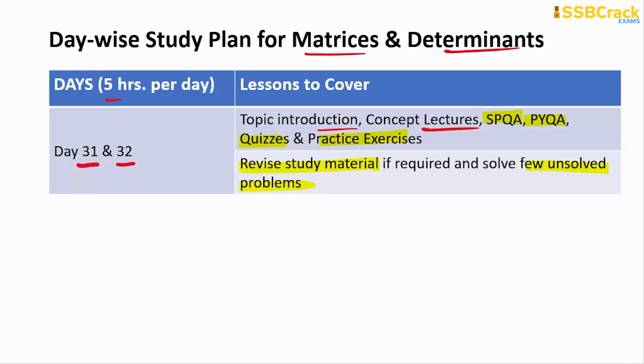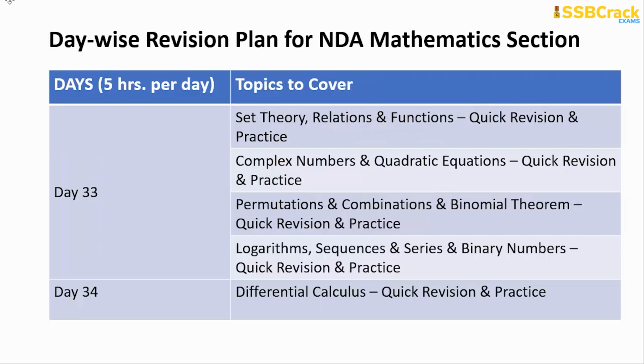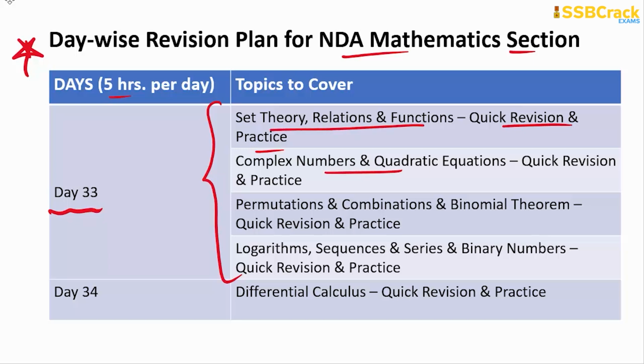Alright, so till day 32, you are done with the preparation of all the topics in the NDA mathematics syllabus. So now comes the time for you to do the quick revision. Here is the day-wise revision plan for your NDA mathematics section: sitting 5 hours per day, on day 33, you just revise and solve problems on all the topics of algebra, right? You can revise the study materials of whichever topics you require, or you can directly switch to problem solving. Quick revision and practice is required for all the 10 topics in algebra, and you are doing that on day 33 only. So you are dedicating just one day to algebra.